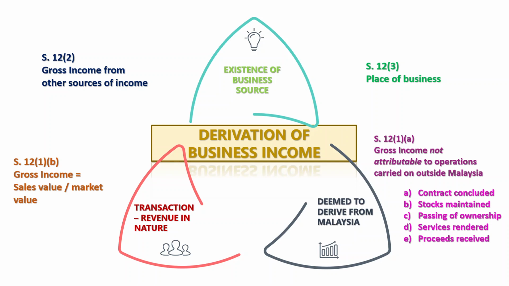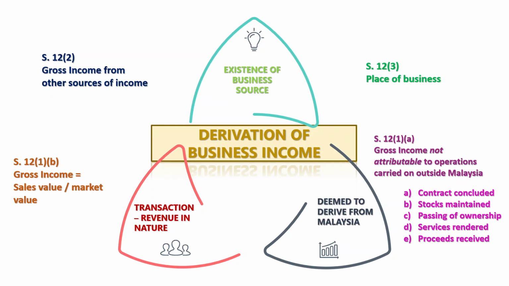Okay, the next one is the gross income from other sources of income. So if you recall, other sources of income will be assessed in accordance to the basis for that particular entity. So if you are a business, therefore you follow financial year. If you are an individual, therefore you follow calendar year. And last but not least is section 12, subsection 3, which is talking about place of business.